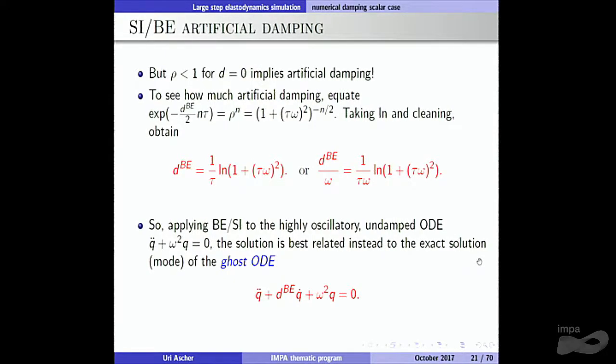So it actually does relate to the same sort of differential equation, but with an artificial damping that comes from the numerical method.